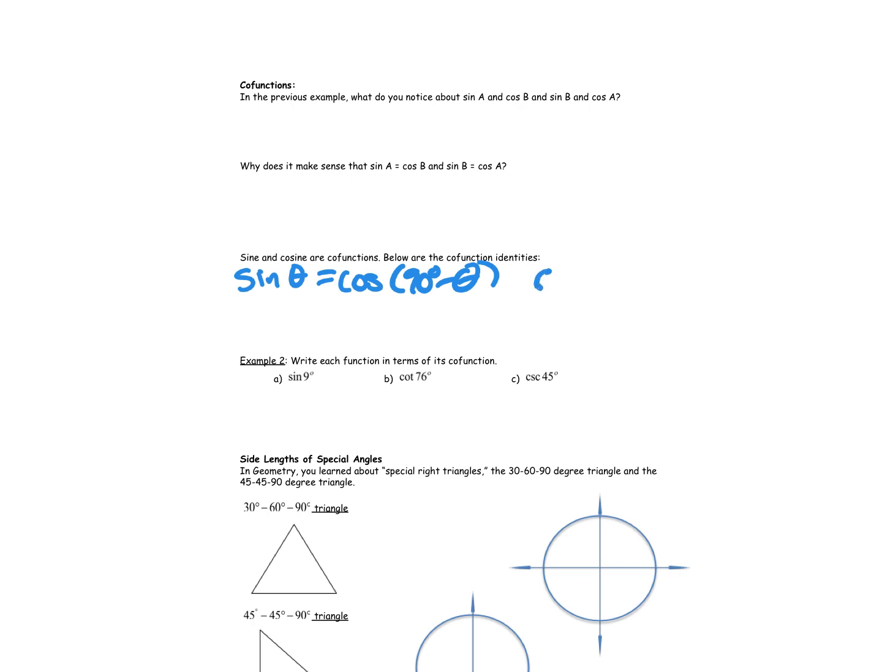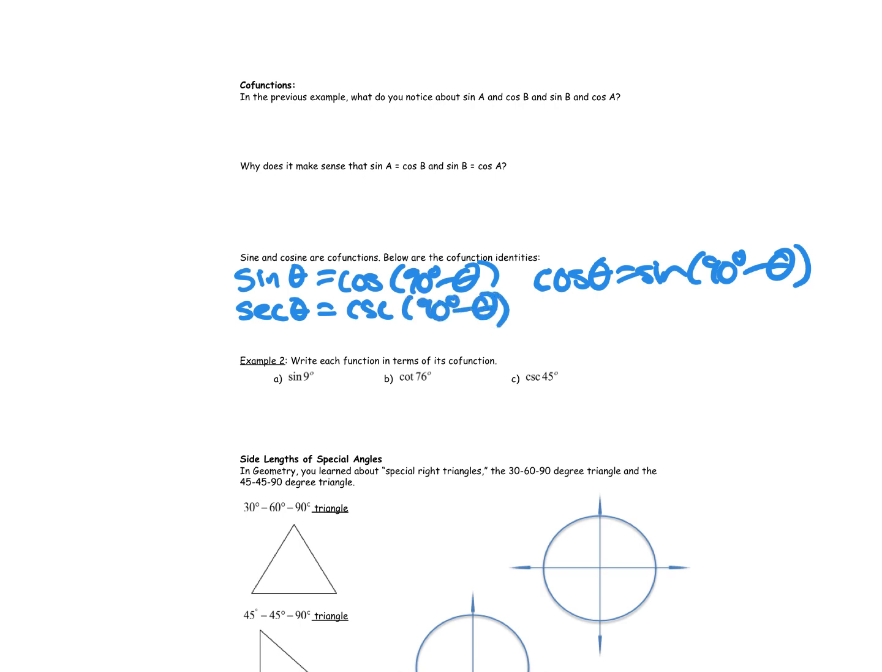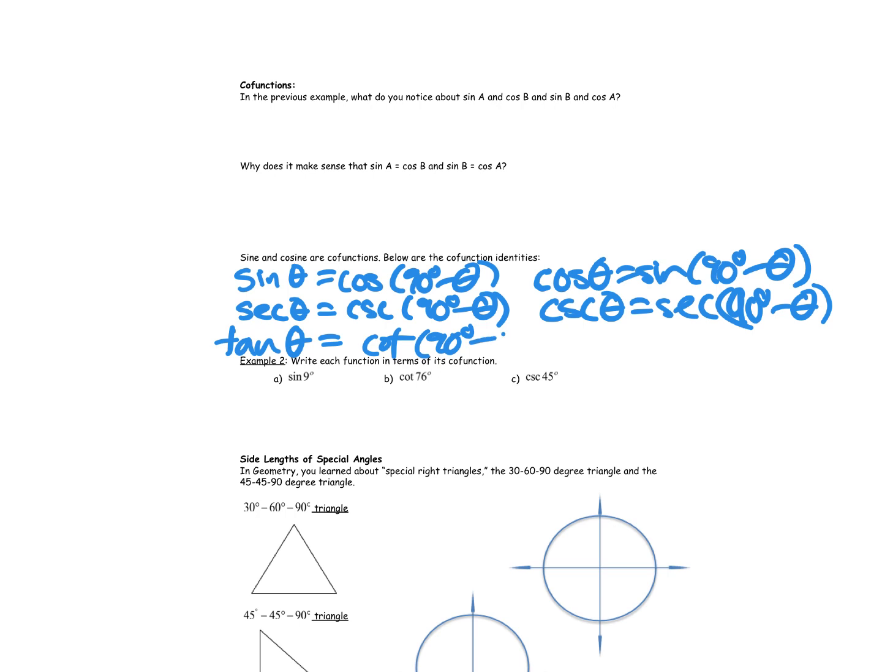And similarly, cosine of theta equals sine of 90 minus theta. And then secant of theta equals cosecant of 90 minus theta. And cosecant theta equals secant of 90 minus theta. And finally, we've got tangent of theta equals cotangent of 90 minus theta, and cotangent theta equals tangent of 90 minus theta. And we could replace this with radians too. Instead of using 90, we would say pi over 2.